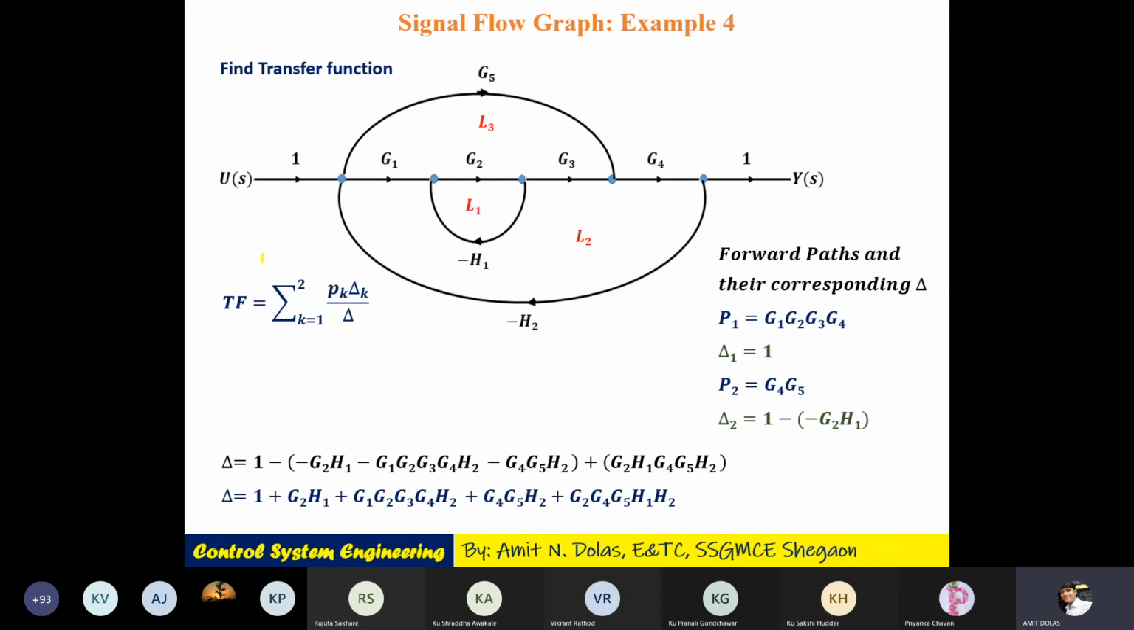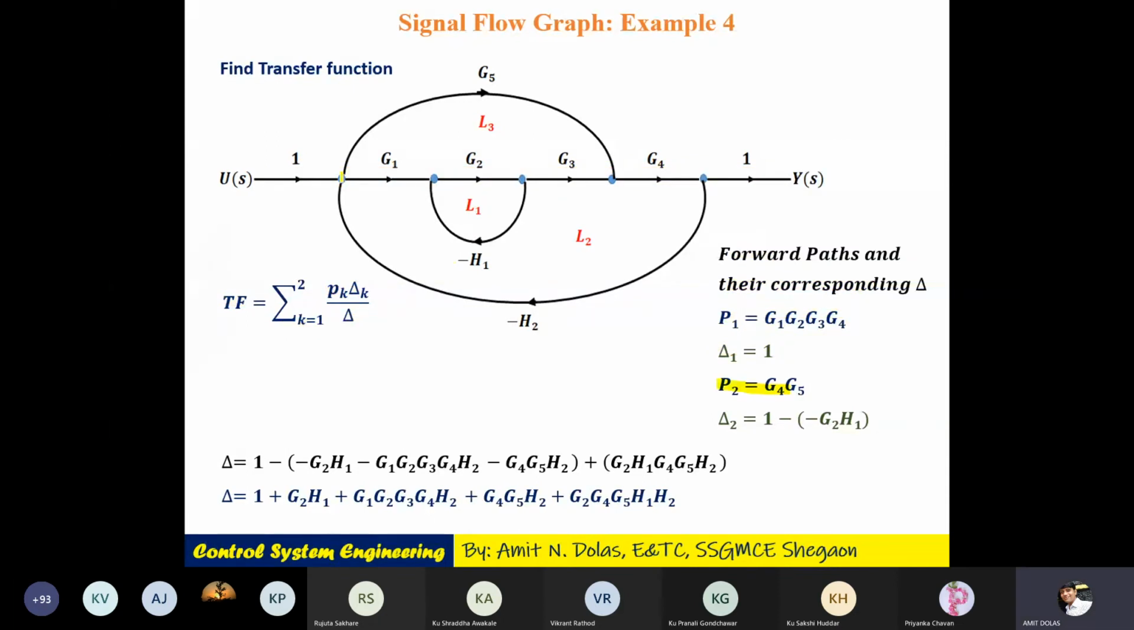Let's go for the formula. Mason's gain formula is transfer function equals summation of k 1 to 2 because there are two forward paths, P k delta k divided by delta. Forward paths and their deltas. The first forward path is G1, G2, G3, G4. This one is a straight line, and all the loops are touching. Therefore, delta 1 will be only 1.